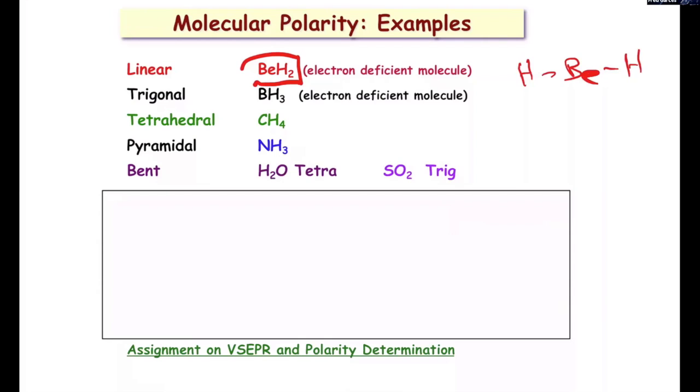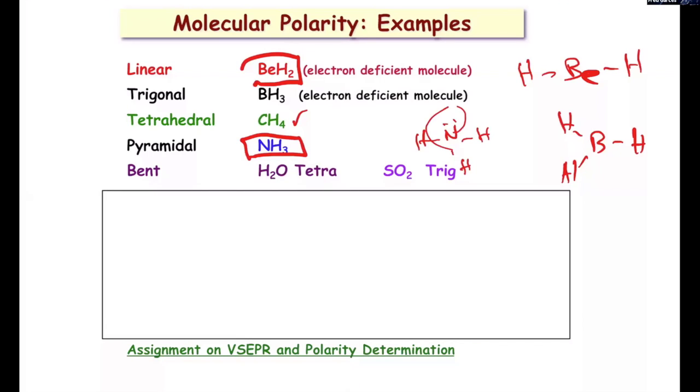BH3, this chemical is perfectly symmetric. Again, this is an exception to the octet rule. This chemical is perfectly nonpolar. So is CH4, but NH3 is polar. And the reason why NH3 is polar is because if you do the Lewis structure, you have this. You see how this nitrogen has a lone pair?